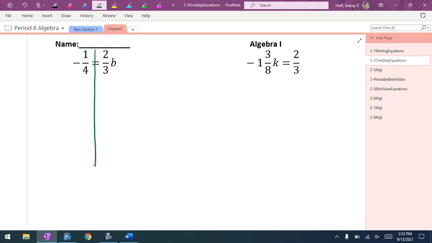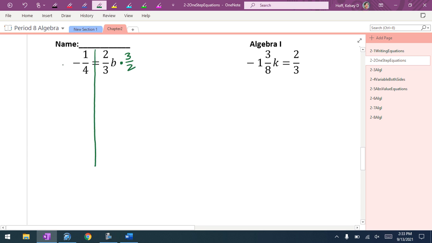Very good. Question, Mason, I'm going to stick with you. Why did you find the reciprocal of 2/3 and not -1/4? Because you always find the reciprocal of the one with the variable. Nicely done. The coefficient of the variable. So he is spot on.